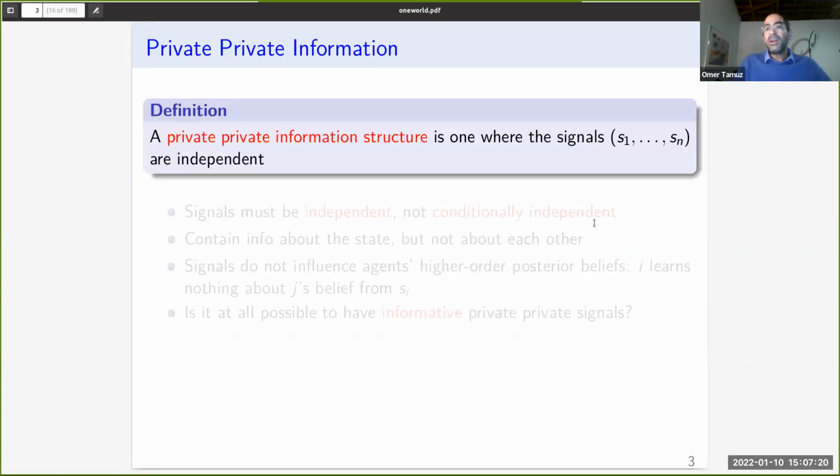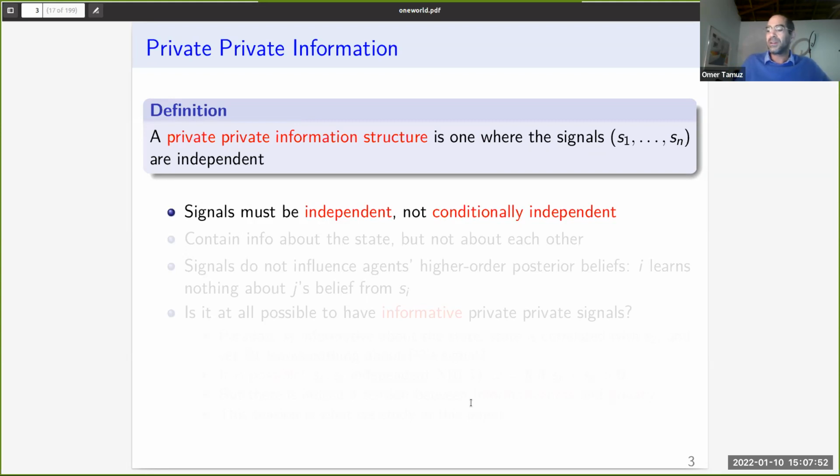So what we're going to do is focus on a special case of private information, which is really private information. It's just the case where these signals are independent of each other. This is one of two main definitions in this talk. I'm just looking at the case where these signals are independent of each other. They're independent, not conditionally independent.